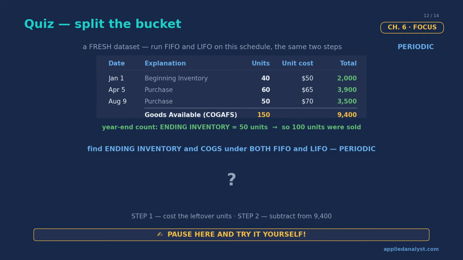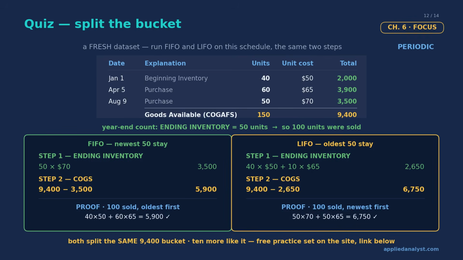Check it. FIFO keeps the newest. Ending inventory is 50 at 70, 3,500. And cost of goods sold is 9,400 minus that, 5,900. LIFO keeps the oldest. 40 at 50 plus 10 at 65, 2,650. Subtract it for 6,750 of cost. Both splits snap back to 9,400. Always. Nail both and you just did the chapter's hardest computation.